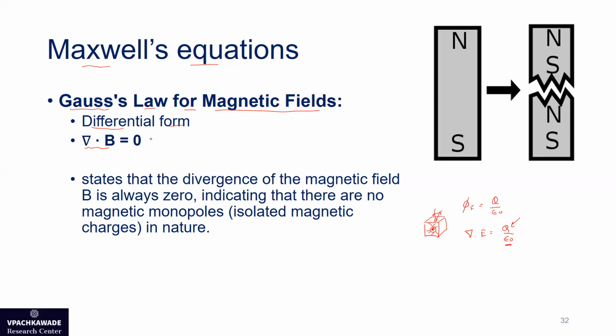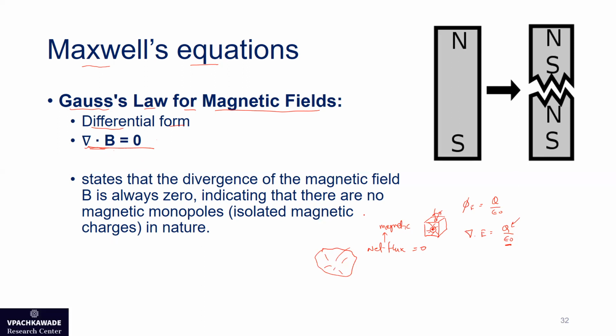But in the case of the magnetic field, the divergence of the magnetic field through any closed surface, let's say you have a closed surface, is equal to 0. It means there are no magnetic field lines coming out of the surface. So the net magnetic flux is equal to 0, and that is what this equation is. So this law states the divergence of the magnetic field is always 0.